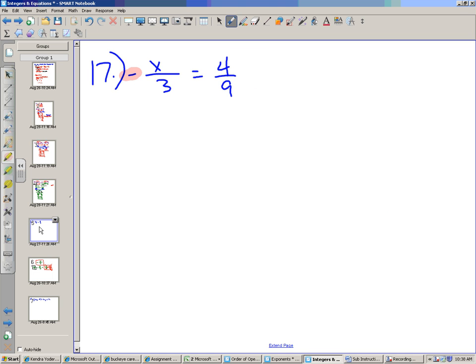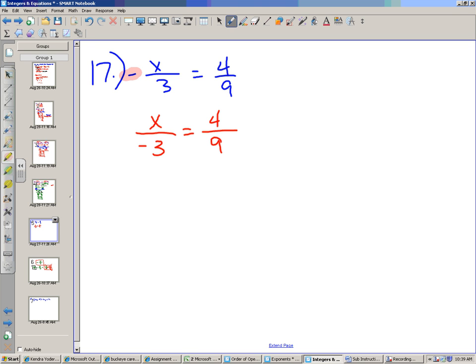However, in the problem that we have in number 17, I have a variable up top. So where do you suppose would be the better place to put this negative? If you answered the top, you're not wrong. If you answered the bottom, you're not wrong. However, the easier, less steps would be to put it in the bottom with the 3.